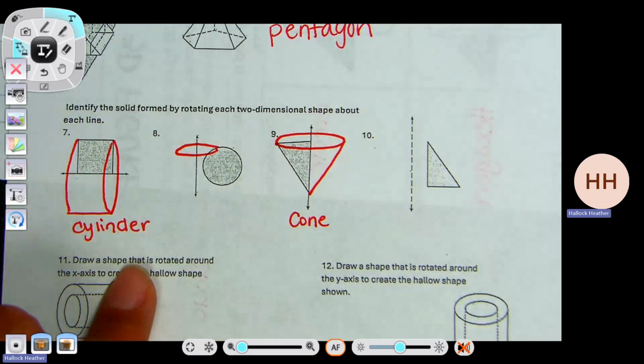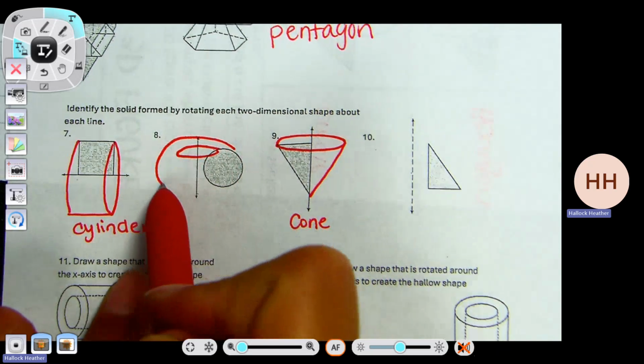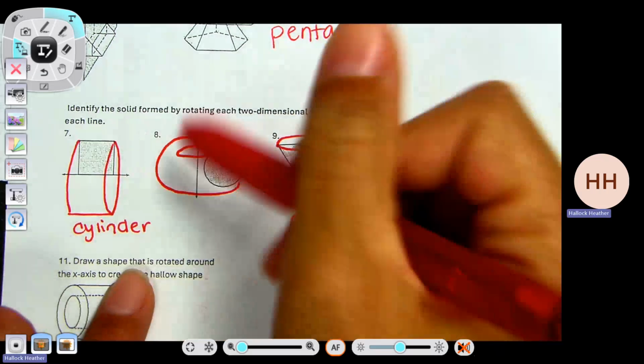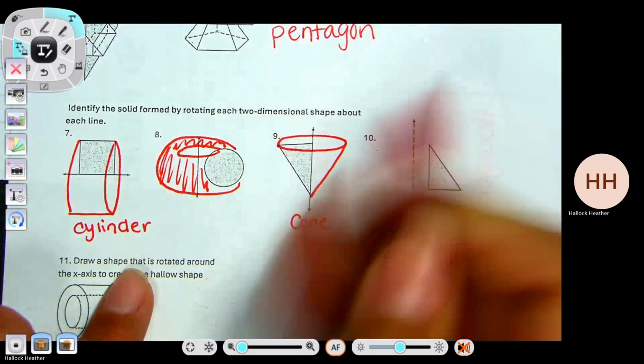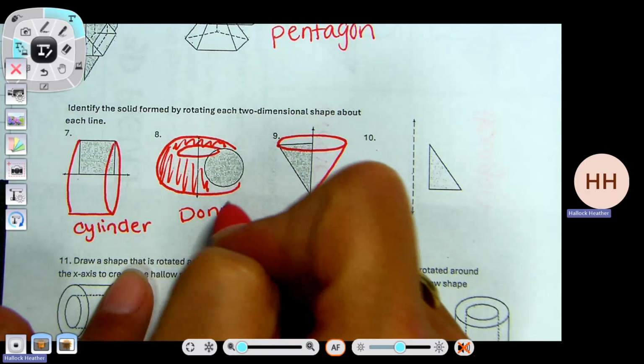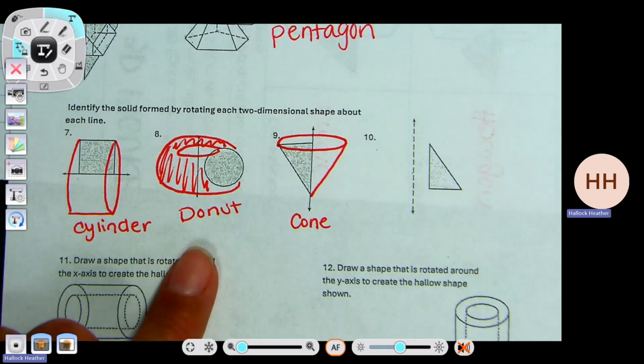So you have a circle in the middle, okay? That's like the donut hole, and it's going around in a circle. It's like a donut. You have a space in the center, so that's where you have that gap. It's hollow on the inside like a donut.